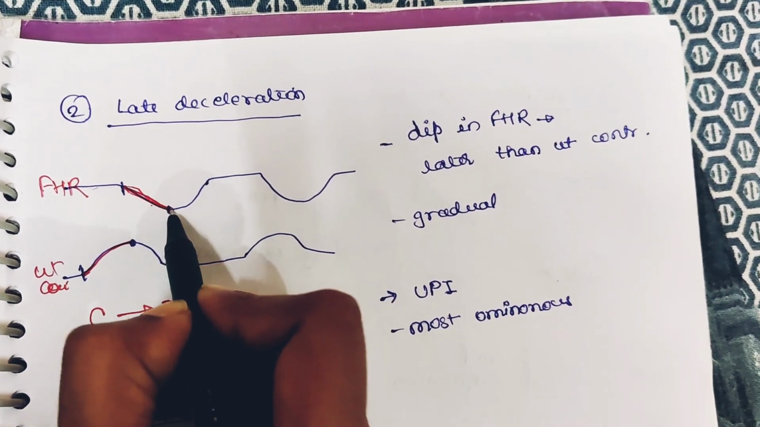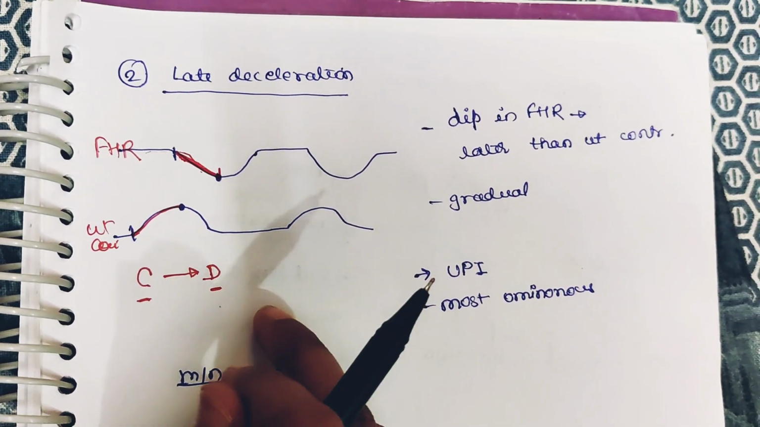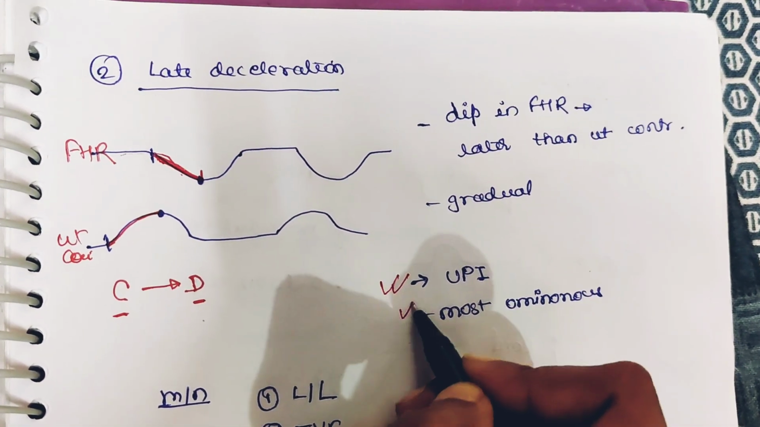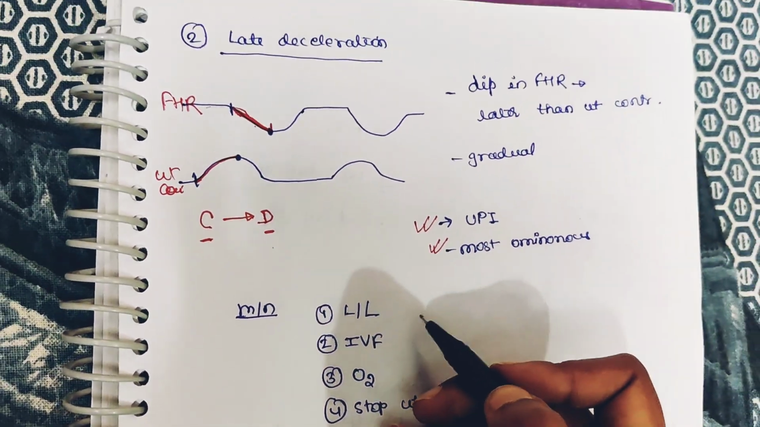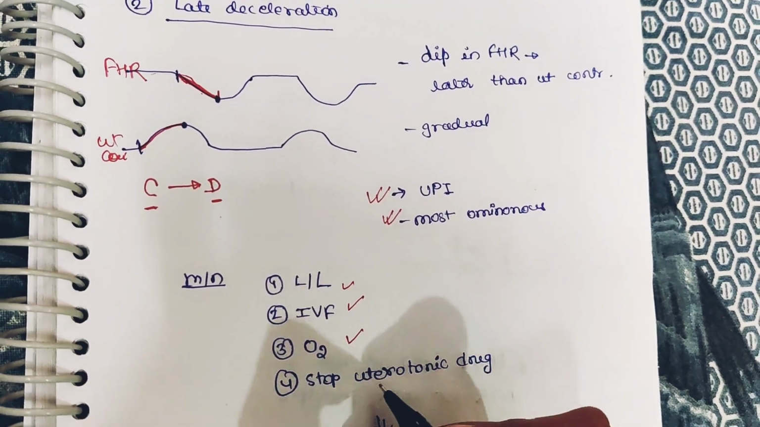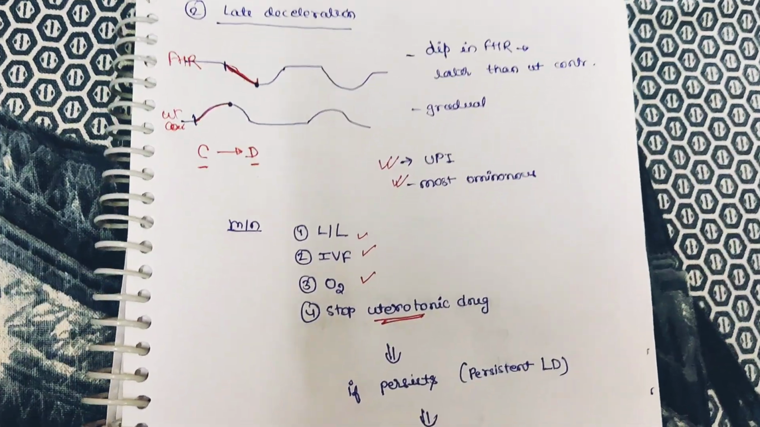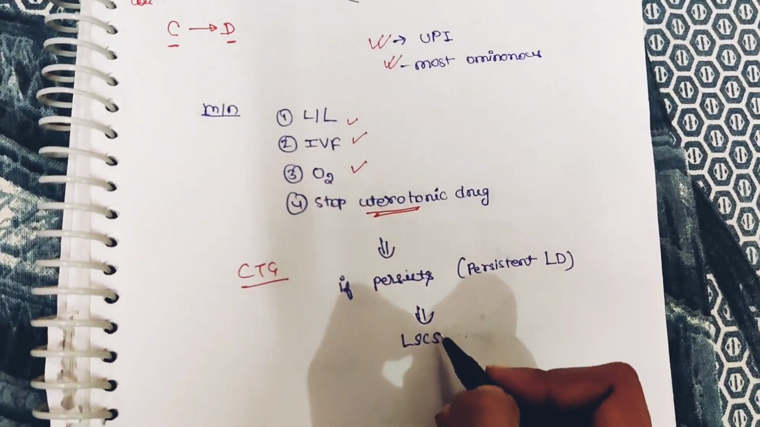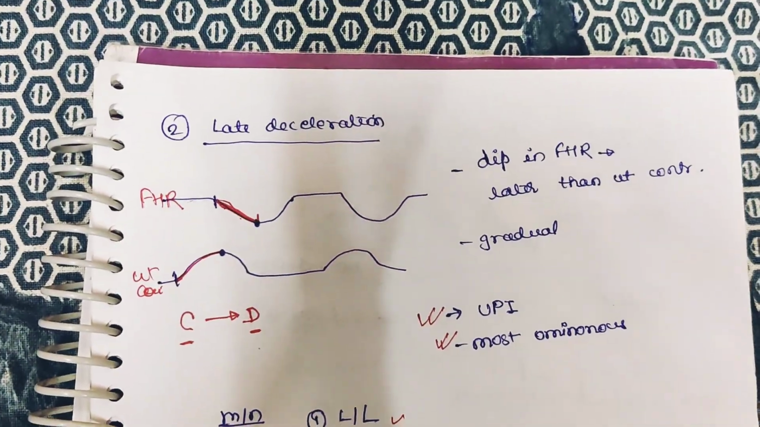Also the dip is gradual, that is it takes more than 30 seconds to come to peak. Such a graph comes in uteroplacental insufficiency, and this is the most ominous graph. This is the worst graph, and in this case we manage by putting the patient in left lateral position, connecting IV fluid, connecting oxygen to the patient, and if there is uterotonic drug, we stop the uterotonic drug. We will repeat the CTG, and if still persistent late deceleration, we will deliver the baby, and mostly LSCS is done. So this is late deceleration.